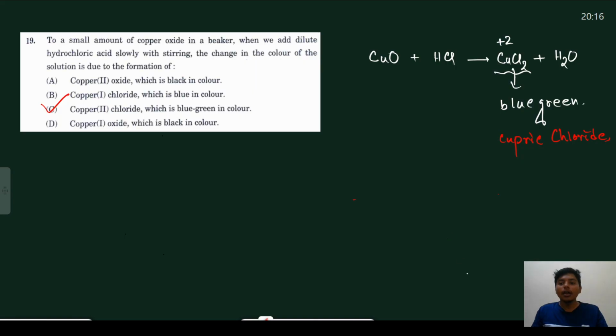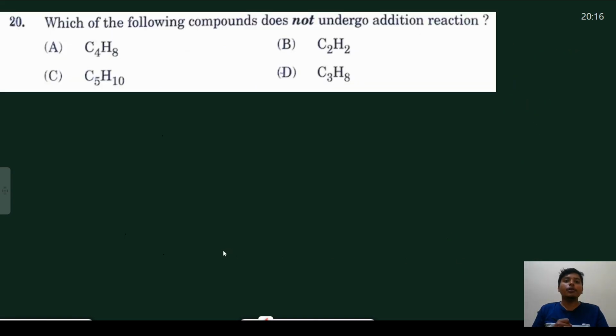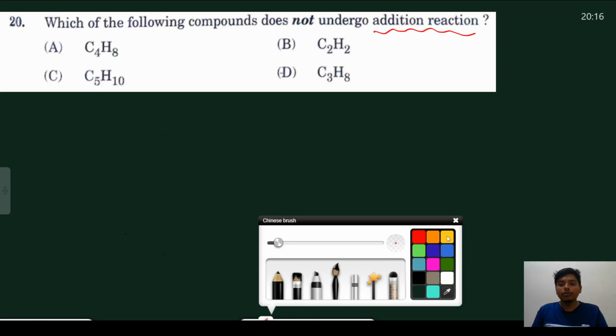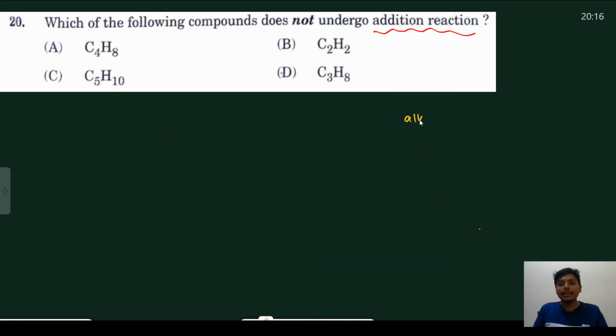Clear? Now going to next question. Which of the following compounds does not undergo addition reaction? This is a very good question from chapter 4, organic compounds. We know only alkenes, whose general formula is CnH2n, and alkynes, whose general formula is CnH2n minus 2, undergo addition reaction.